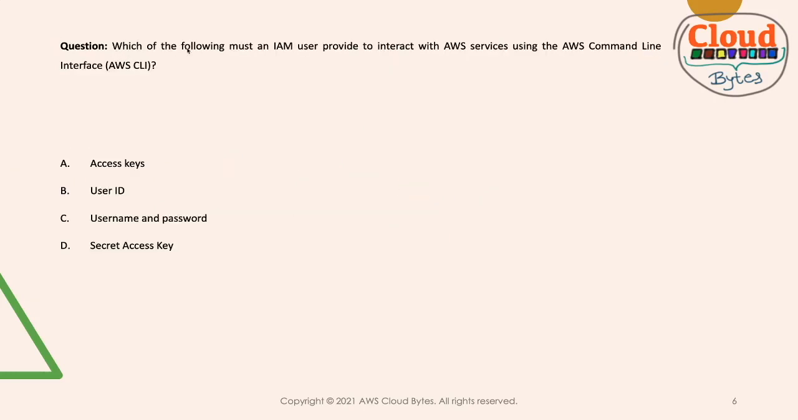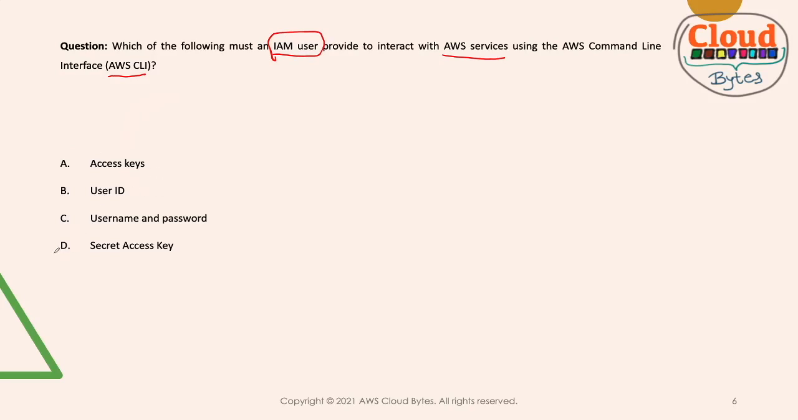Question: which of the following must an IAM user, note that this is an IAM user, not a role, provide to interact with AWS services using the AWS command line interface? Which means we're talking about interacting with an AWS service using a CLI. So we have these options. You can pause the video and try to find an accurate answer for this particular question.